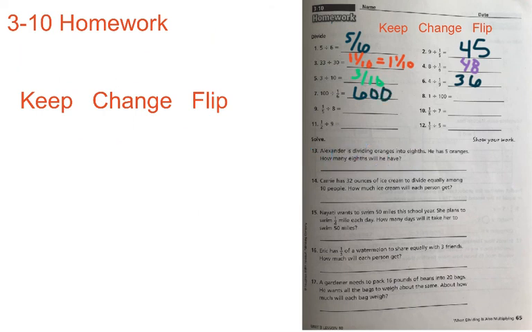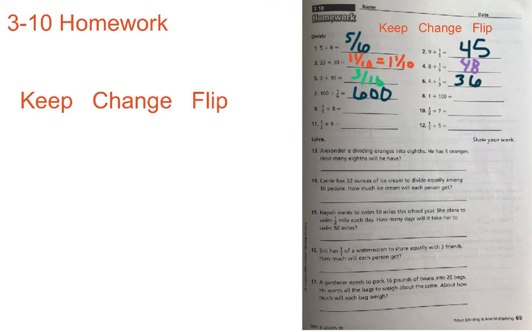I'm going to have you complete number 8, 9, 10, 11, and 12 on your own. If you want to pause it, it'd be a great place to pause it and practice your keep, change, flip right now. And then hit play again when you're ready to move on to our story problems.